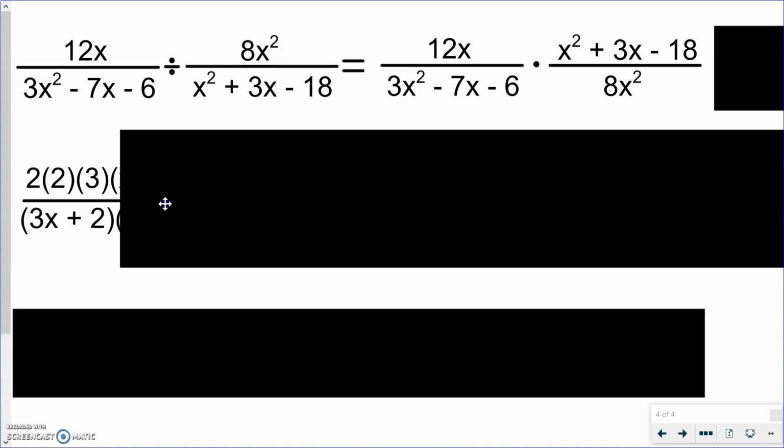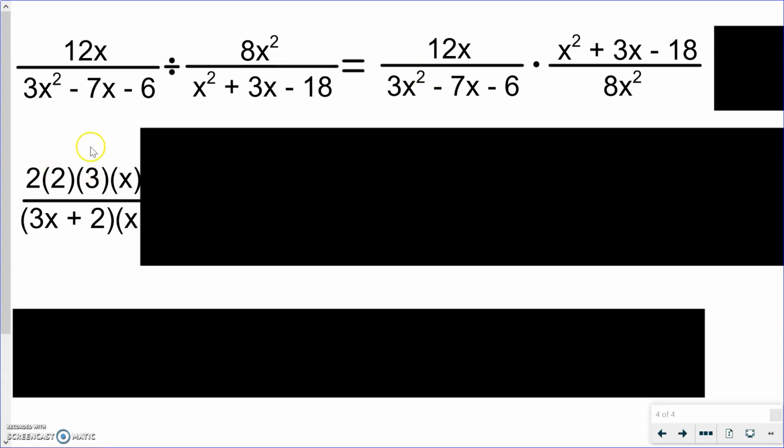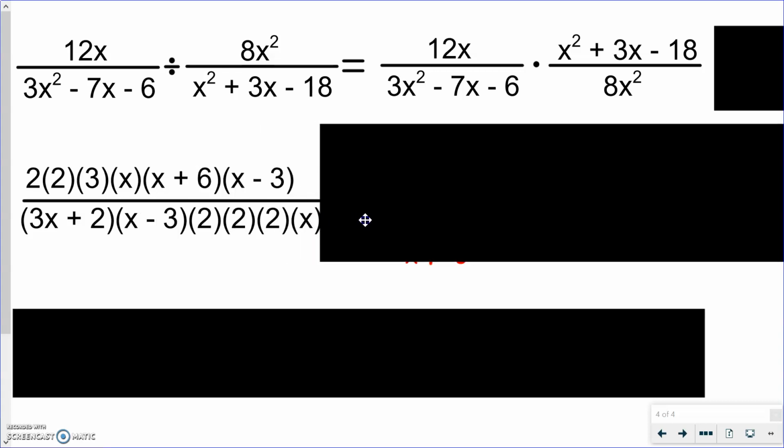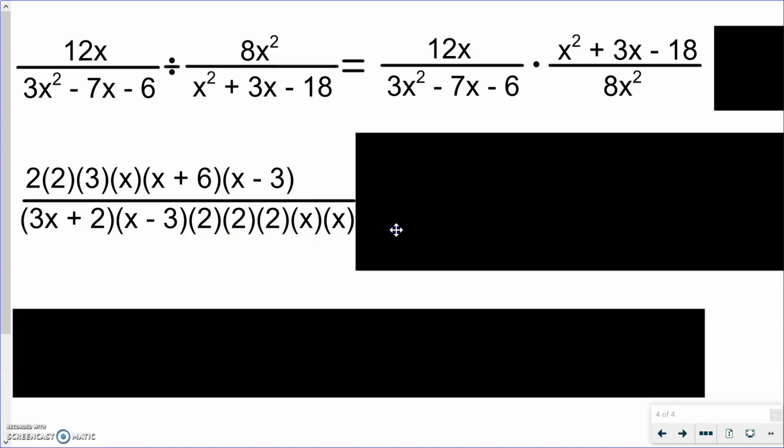So 12x, 12 is 2 times 6, but 6 is 2 times 3. So I wrote 2, 2, 3. That's our 12 and x. That top right, that's a trinomial with no GCF. I'm doing guess and check. x, x, 6, 3, plus minus, and I check the signs. Down here, this is a trinomial, no GCF, so I do guess and check. 3x, x, 2, 3, plus minus, I check the signs are good. Then 8x squared, 8 is 2 times 4, but 4 is 2 times 2, so it's 2, 2, 2, x, x.